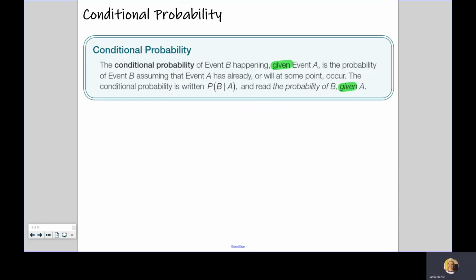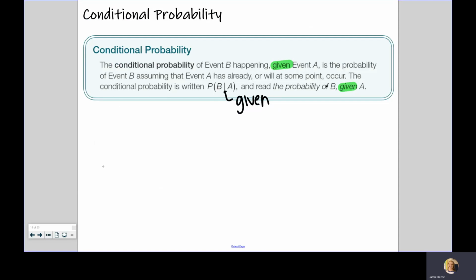It says the conditional probability of an event B happening, given that event A, is the probability of the event B, assuming that event A has already or will at some point occur. So you're looking at the probability that B happens given that A has already happened. This is written as probability of B, then a long straight line, and then A. That long straight line means given, and it's read as the probability of B given A.